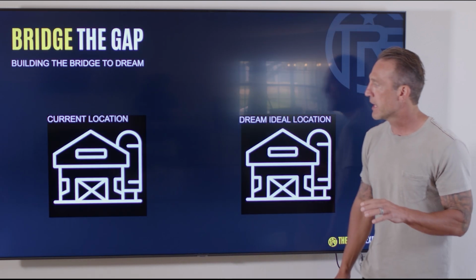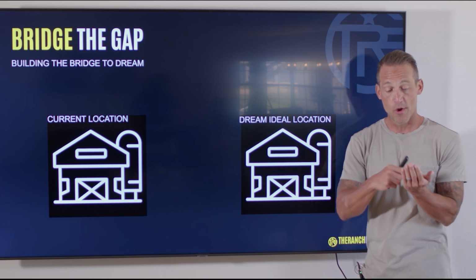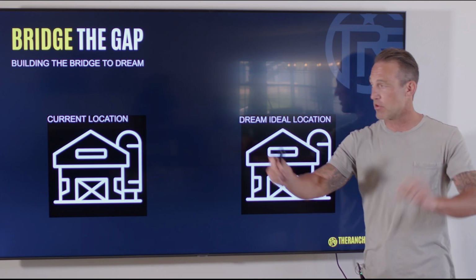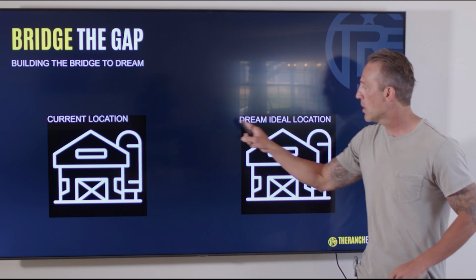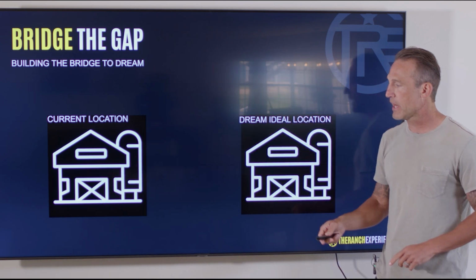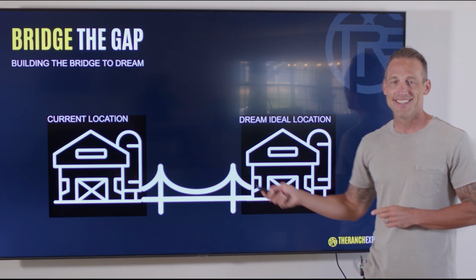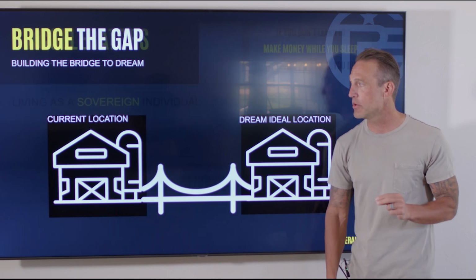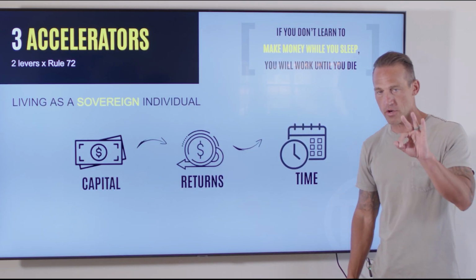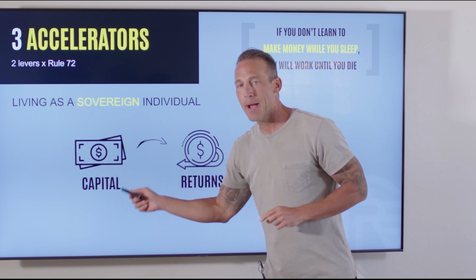Okay, so now once we have that information, we built out the GPS, we've opened up Google Maps, our destination and our location. We know where we're at and we know where we want to go, our dream ideal location. Now what we're going to do is build the bridge to go from where we're at to where we want to go in the shortest amount of time. How do we do that? Okay, there are three terms that you need to understand. Number one, we need to know how much capital we have, right?